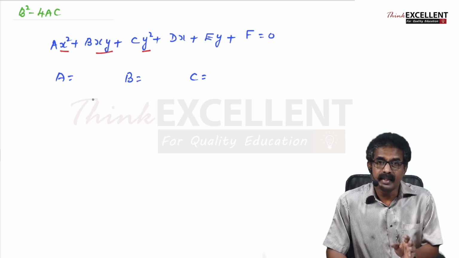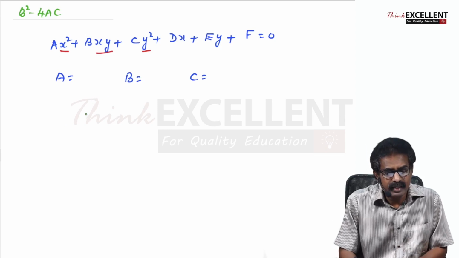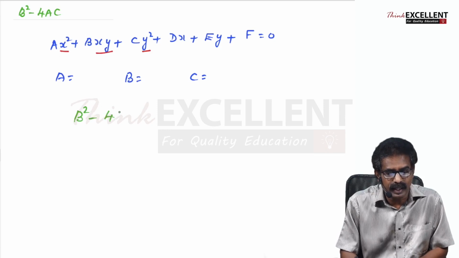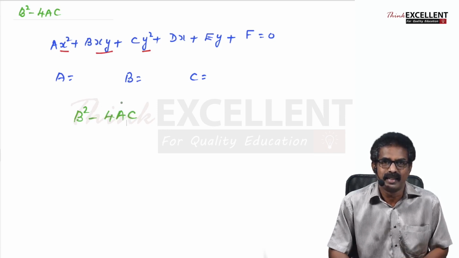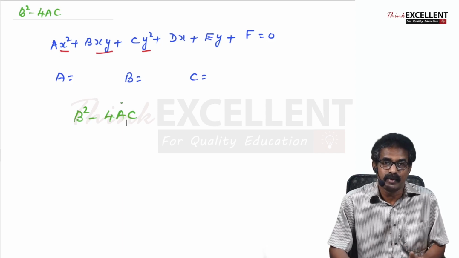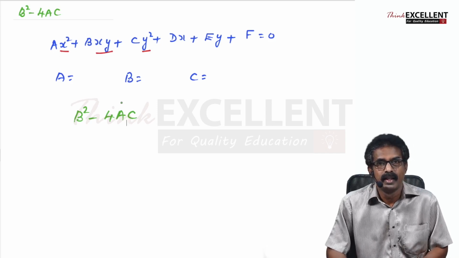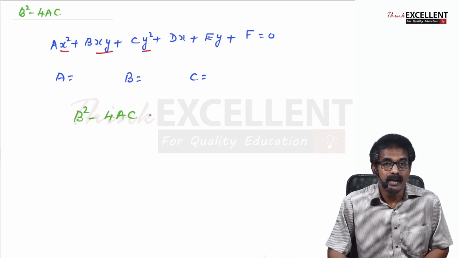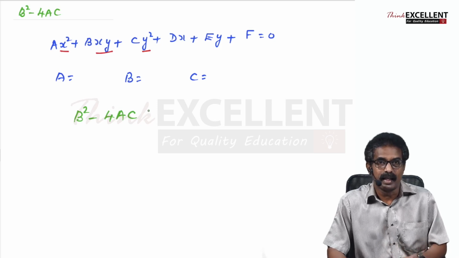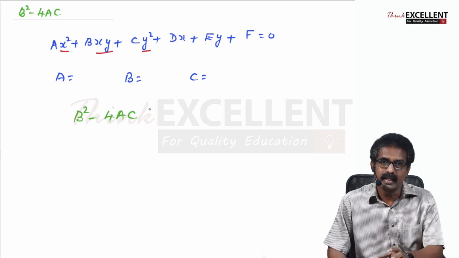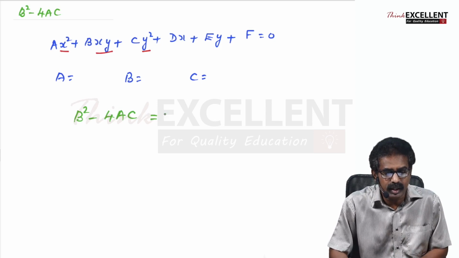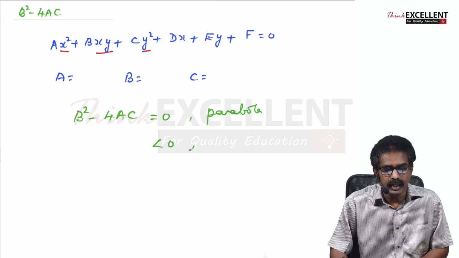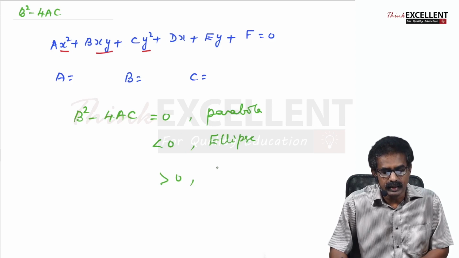So after identifying this A, B, C, you find B square minus 4AC. It is a familiar term, right? In quadratic equation for nature of roots, we find B square minus 4AC, right? So you find B square minus 4AC. Here we compare with 0. In eccentricity, we compare with 1, right? So here instead of 1, you use 0, that's all. If it is equal to 0, it is a parabola. Less than 0, it is an ellipse. When it is more than 0, it is a hyperbola.